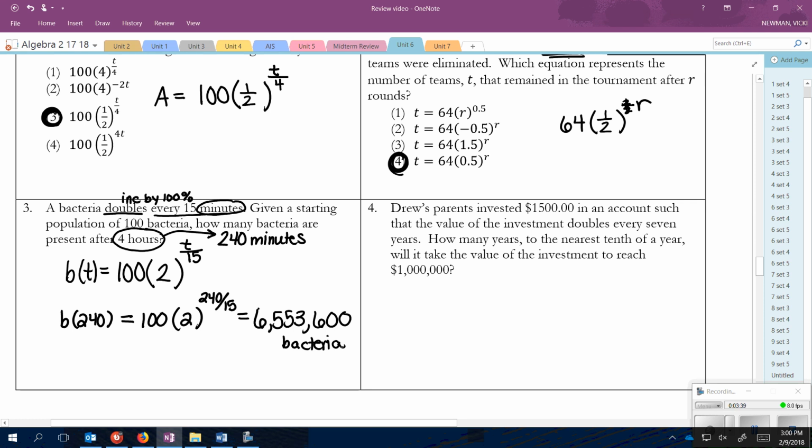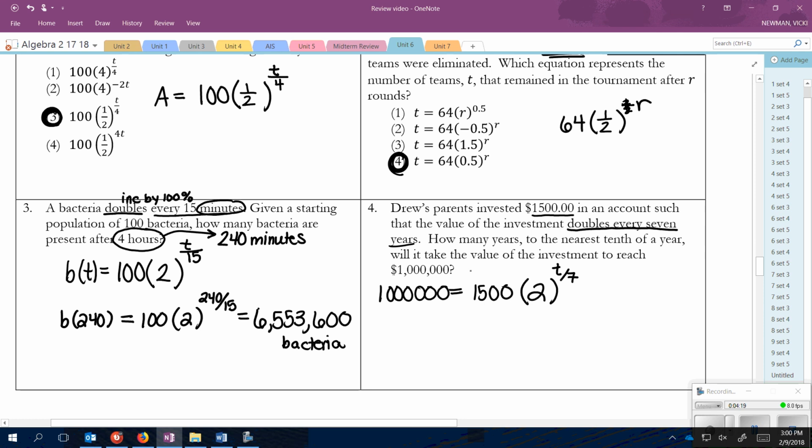Drew's parents invested $1,500, so we know that's our initial amount, in an account such that the value of the investment doubles every 7 years. You see that? So it increases by itself, increases by 100%. So our base is 2. But every 7 years means T divided by 7. How many years to the nearest tenth of a year will it take for the value to reach 1 million? So our initial 1500 times the exponential equals 1 million.